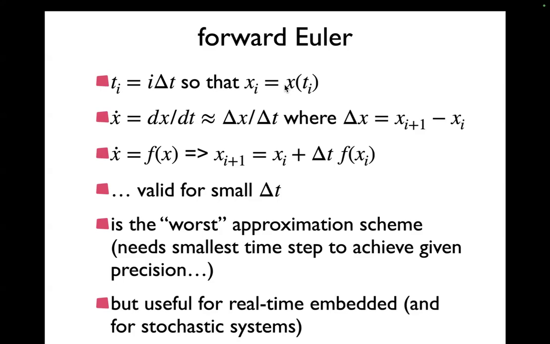So instead of x of t_i, we write x_i for having these variables at these discrete times. And then if you intuitively think about that, the rate of change, also written sometimes as dx by dt, is approximated by delta x, so the change of x from the next time to the previous time, divided by that time step. So if the delta t is small, it's an approximation of that.